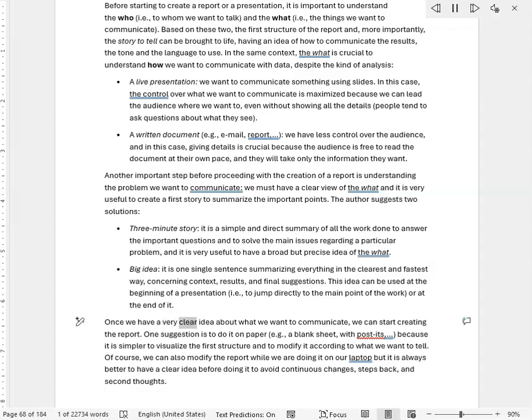Once we have a very clear idea about what we want to communicate, we can start creating the report. One suggestion is to do it on paper, e.g., a blank sheet with post-its, because it is simpler to visualize the first structure and to modify it according to what we want to tell. Of course, we can also modify the report while we are doing it on our laptop, but it is always better to have a clear idea before doing it to avoid continuous changes, steps back, and second thoughts.